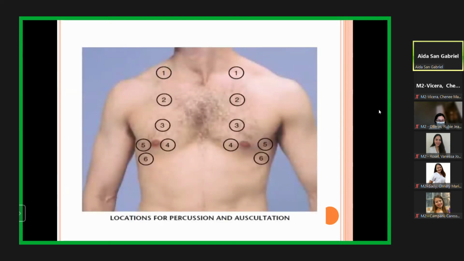So this diagram will show you where you are going to percuss.